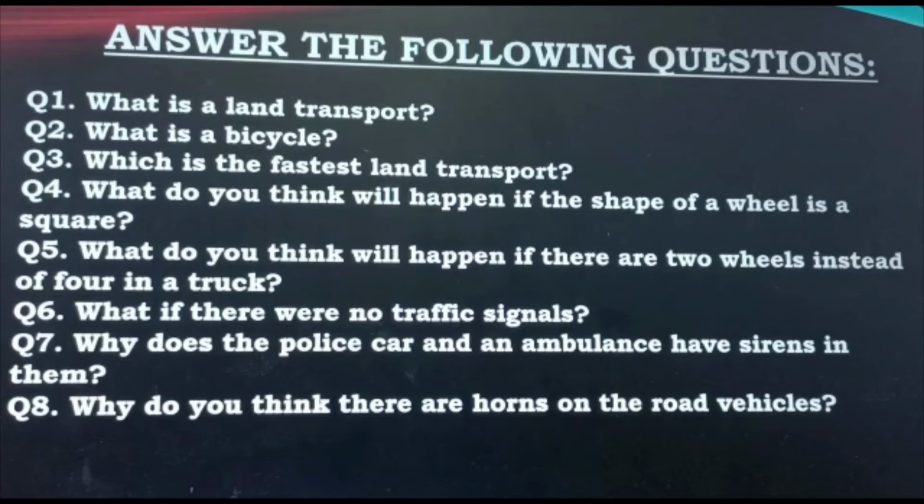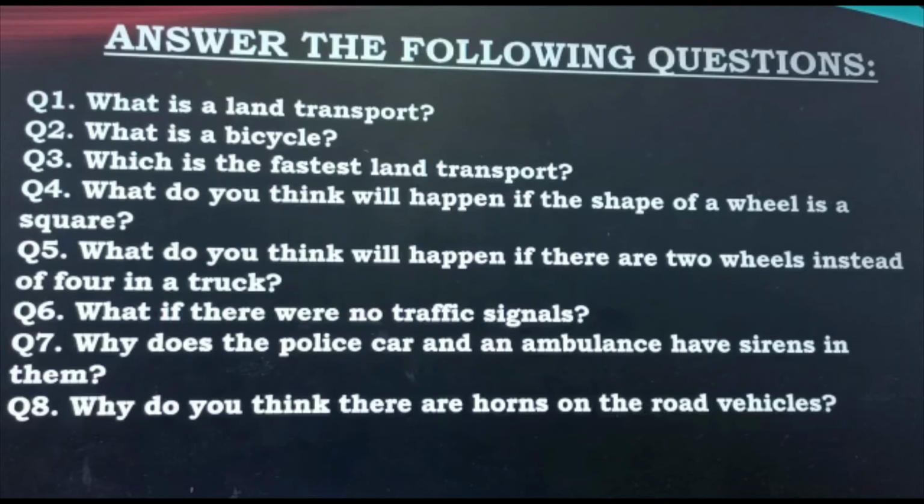Then comes our second question. What's a bicycle? What do you use it for? Then comes the third question for you all, which is the fastest land transport according to you? Then fourth question, what do you think will happen if the shape of a wheel is a square? If you change the shape of a wheel into a square, what do you think will happen? And what do you think will happen if there are 2 wheels instead of 4 in a truck?